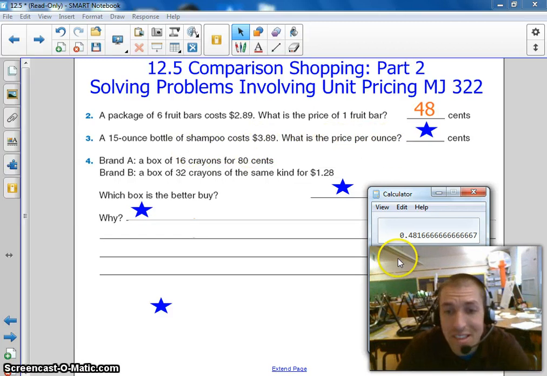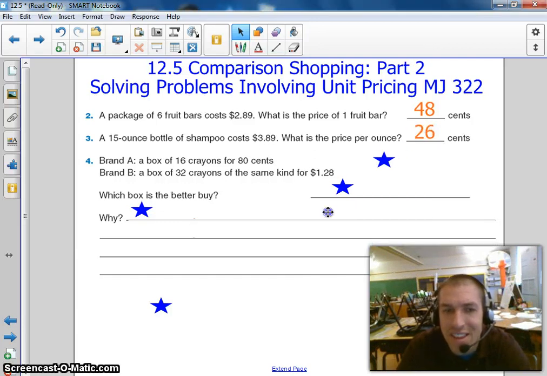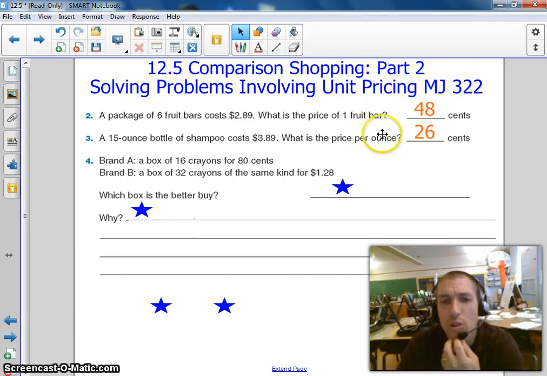So I'm going to do price. The price is $3.98 divided by the ounce, which are 15 ounces. And I have 25, but because of that 9, it's going to round up to 26 cents. Okay, now these were unit rate problems.